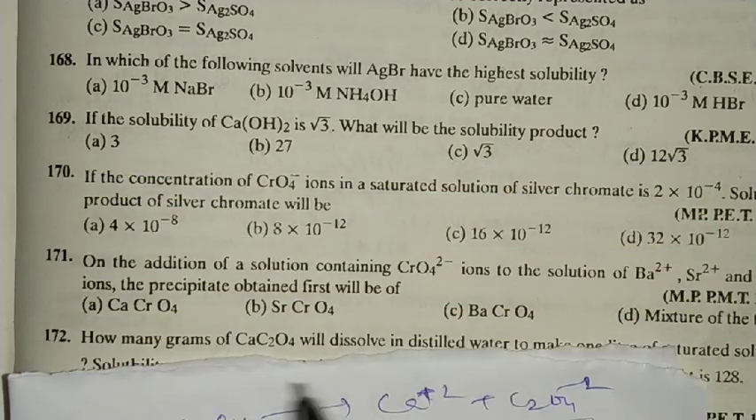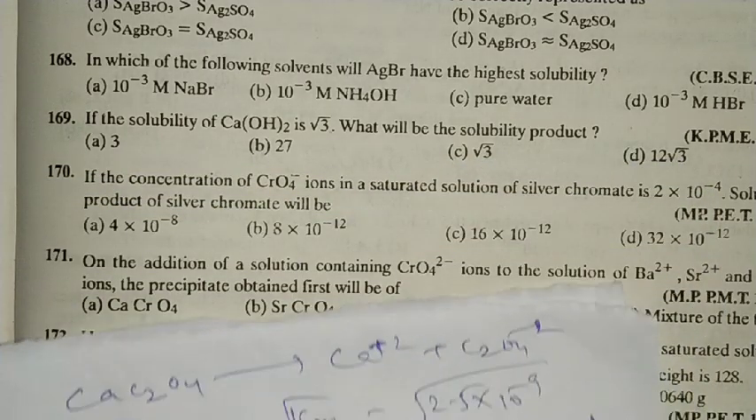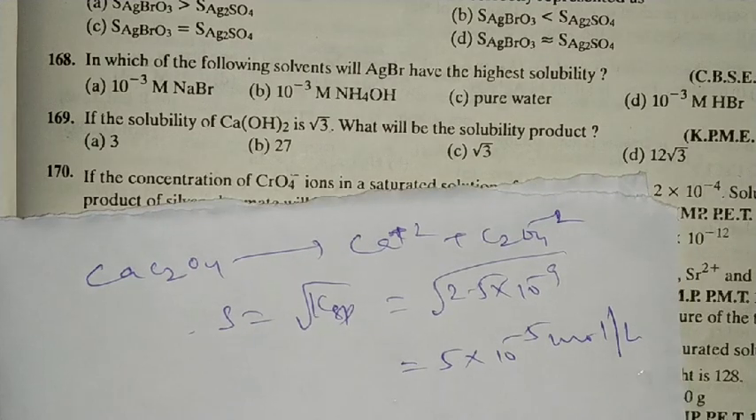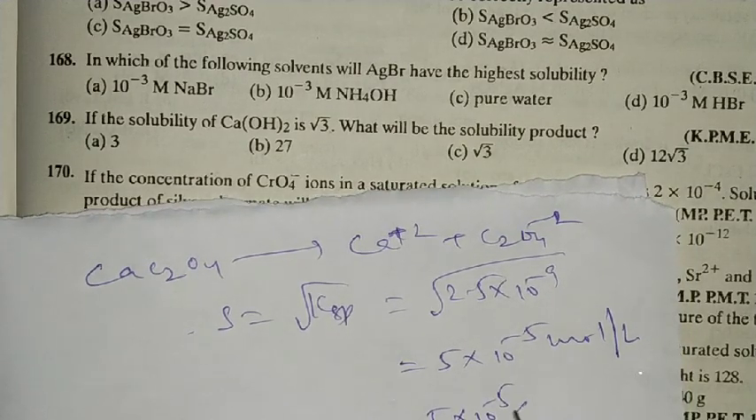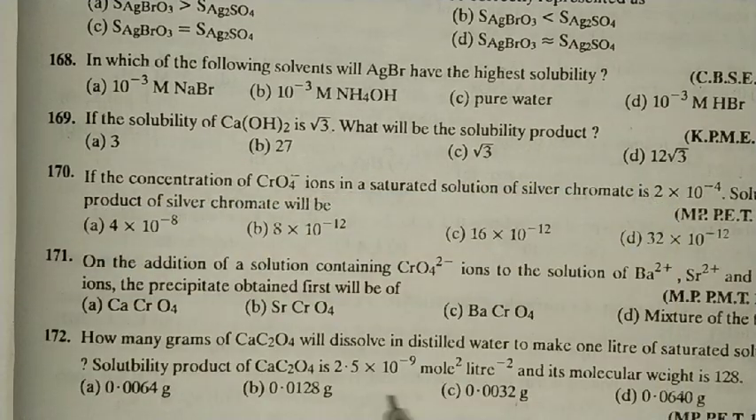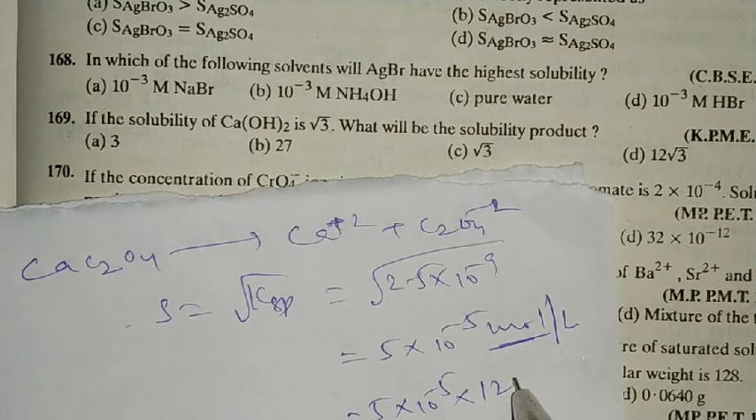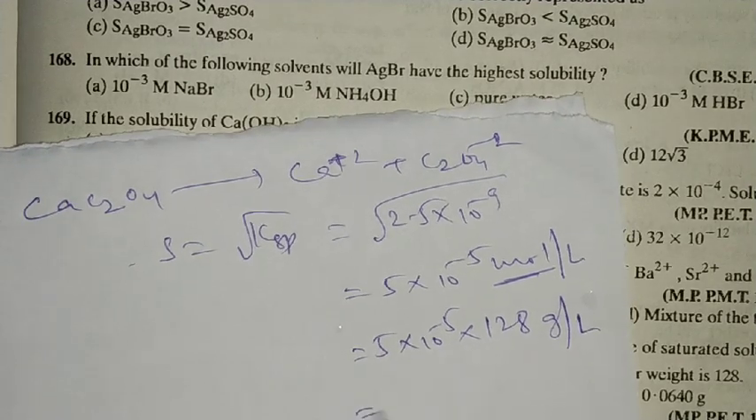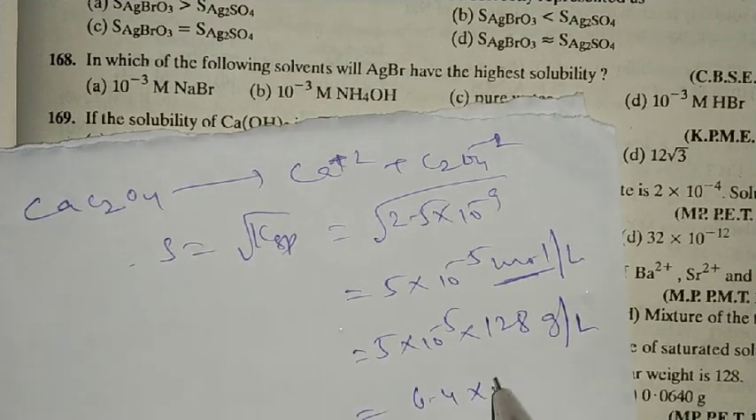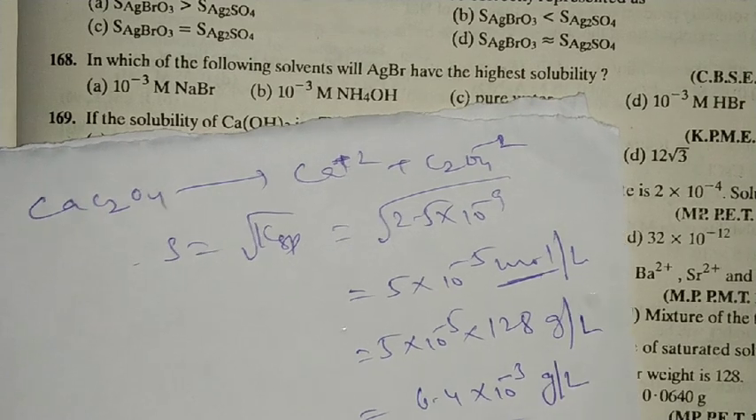But they're asking how many grams. Gram is nothing but, instead of this mole, if you want to replace with gram, then what should we do? 5 into 10 power minus 5 into its molecular weight. Molecular weight is already given, 128. So multiply by 128. This is gram per liter. Then if you simplify, you'll get 6.4 into 10 power minus 3 gram per liter.